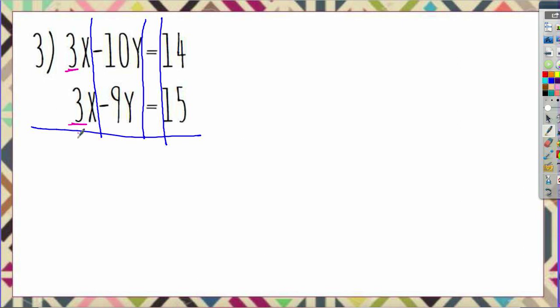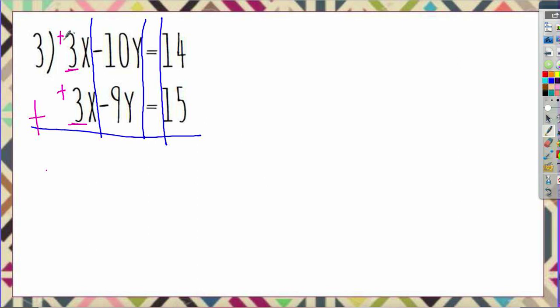They both have a 3 out front. The only issue right now is that one's positive and the other one's also positive. In order to make them cancel out by addition, at least one of these has to be negative. Well, because I keep showing you the second one being multiplied, this time I'm going to, to prove a point, show you that you can also multiply the top equation. It doesn't matter. You're just trying to decide which one you want to make cancel.